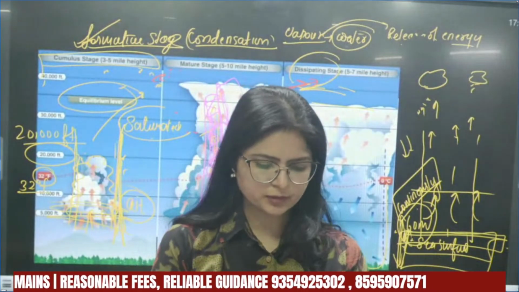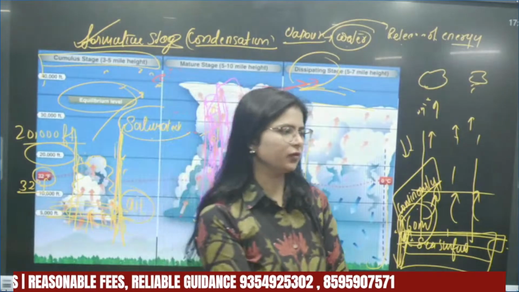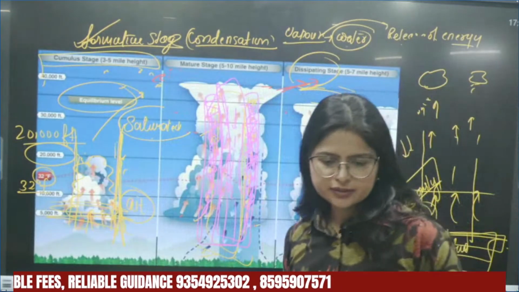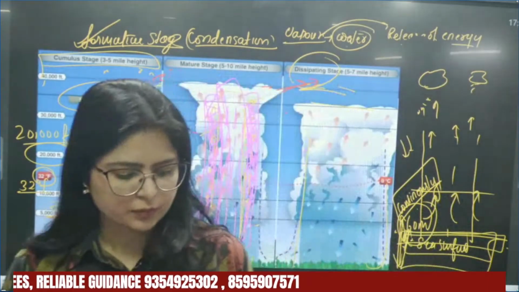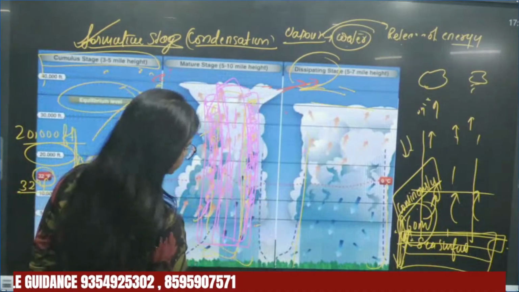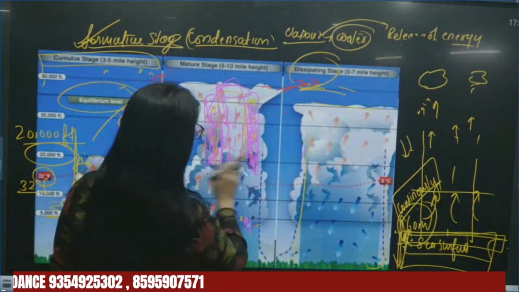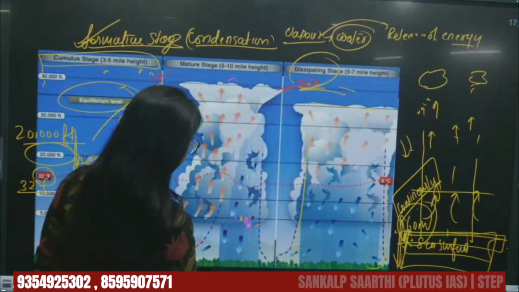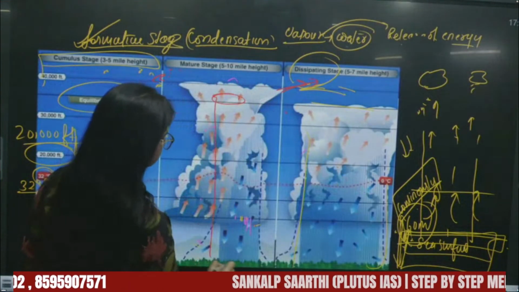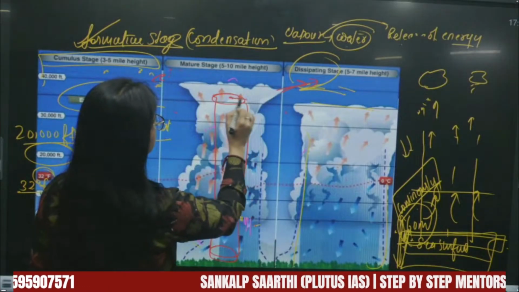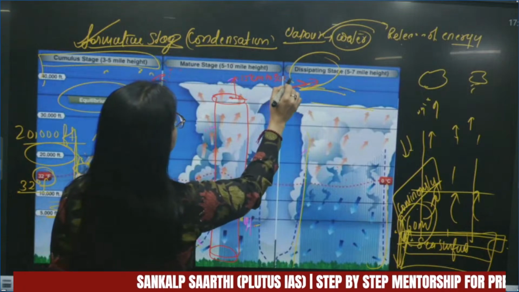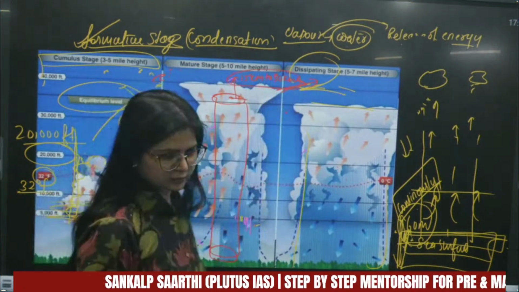Write down B. The second region is the eye wall. Now we are going to discuss the eye wall. The second region is the eye wall, which is about 15 to 30 kilometer from the center. This is your eye wall.